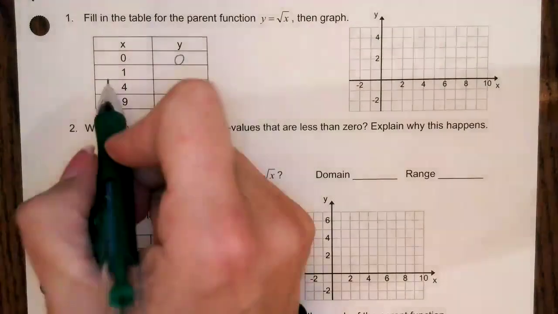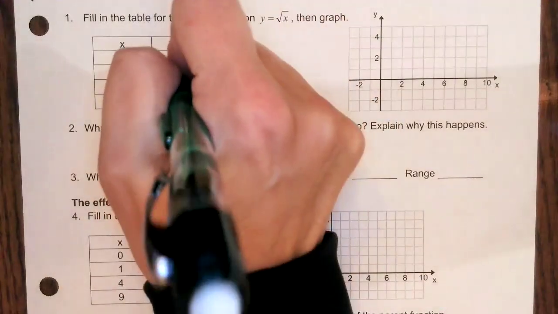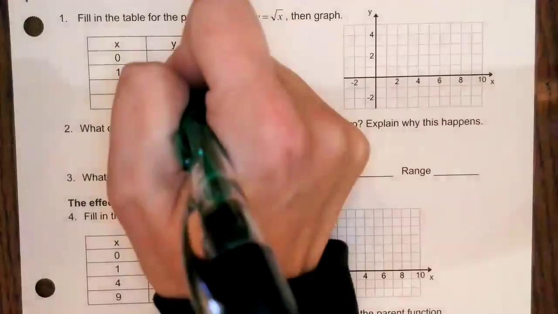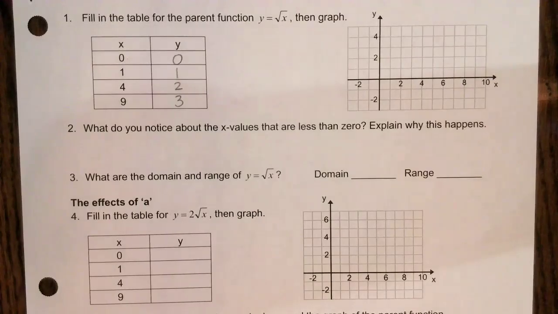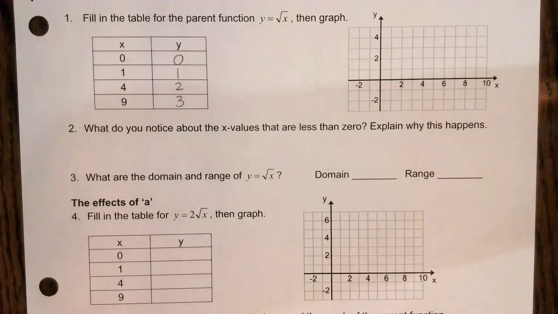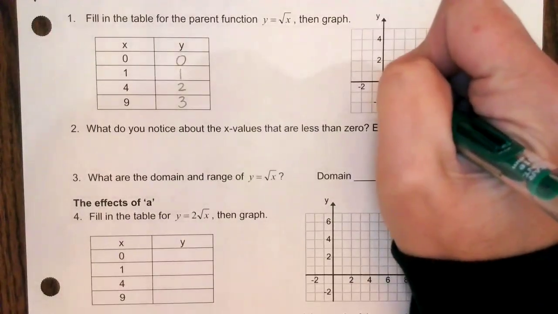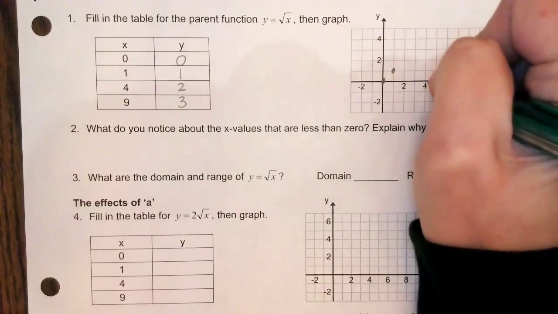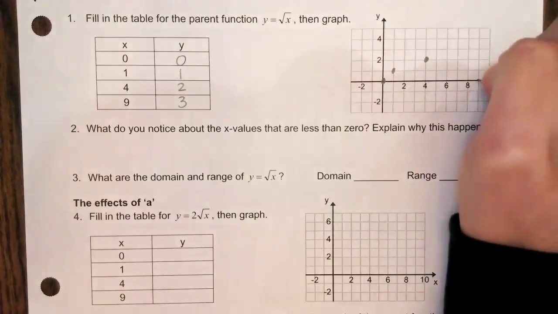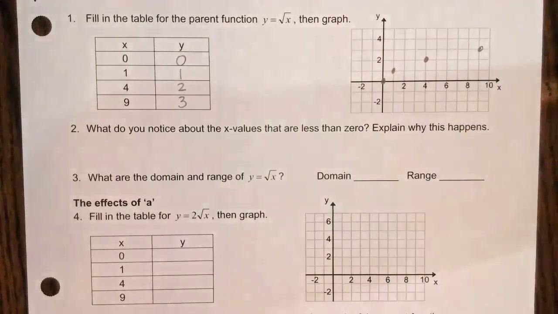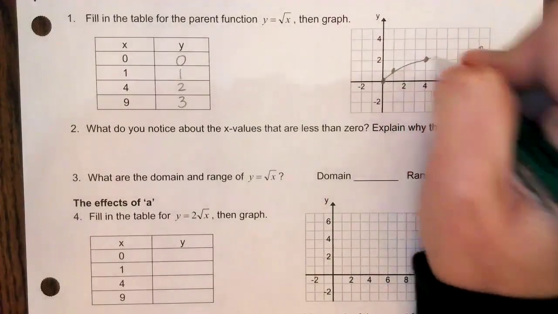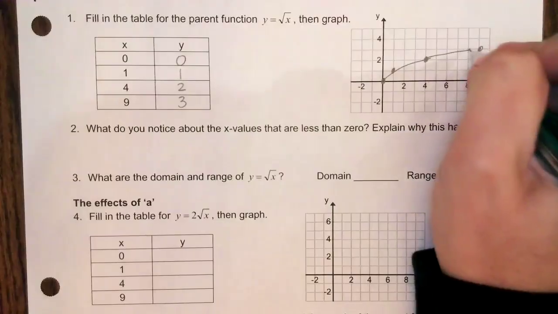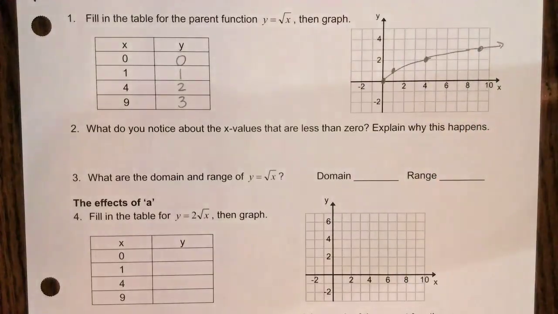So my next value would be 1, and the square root of 1 is 1. The square root of 4 is 2, and the square root of 9 is 3. So these are going to be my key points when I'm graphing any one of the transformations. I start with those. So let's put those on my graph here. 0, 0, 1, 1, 4, 2, and 9, 3. And so we connect the dots and we get a graph that looks like that.